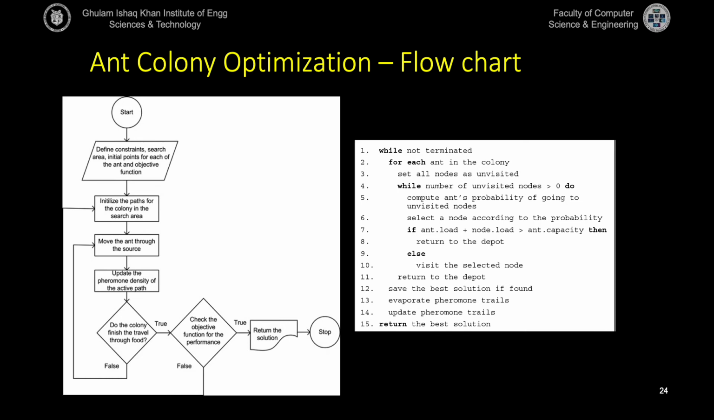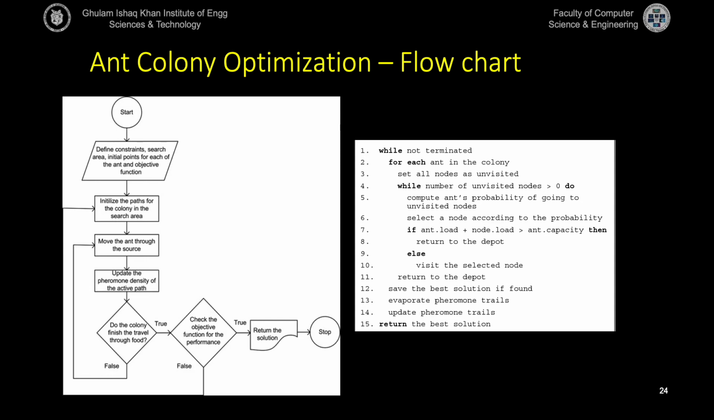In that case, if we have traveled through food and all the iterations are done, we'll check if the objective function for the performance has been achieved or not. If it has been achieved, then we are done. We have found the path that is the shortest one, and we return the solution, and that's it. If the objective function has not been reached, we'll reinitialize the paths again, because we might have initialized them incorrectly, and then we'll continue with the cycle until we have again finished the travel through the food. So the algorithm, as you can see, is really simple.